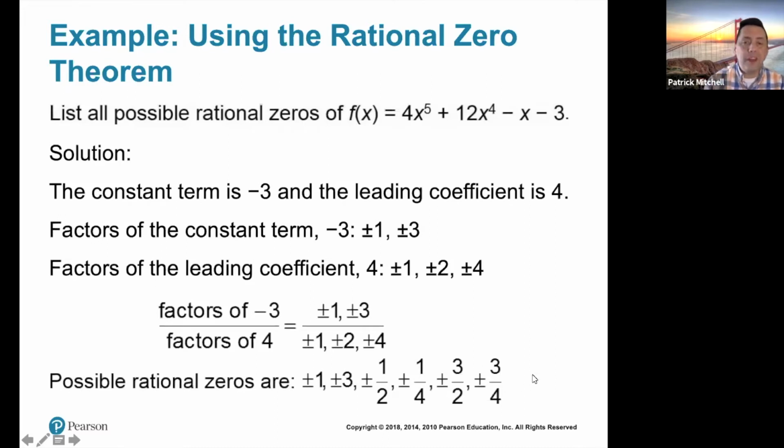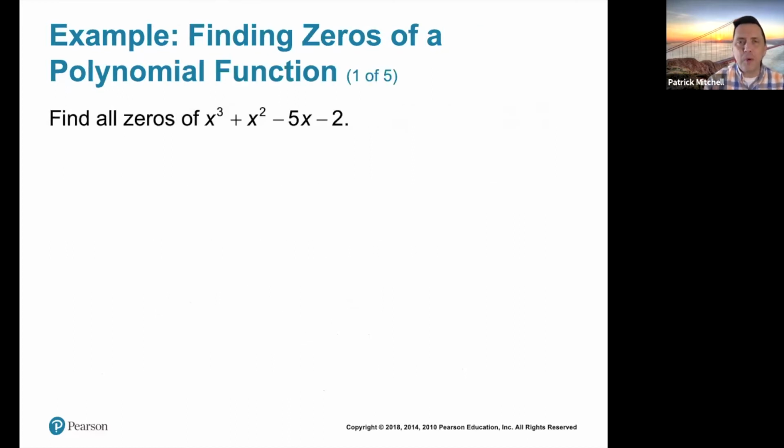So this polynomial has a total of 12 possible rational zeros. I believe we know from the last section that the maximum number of zeros it actually has is 5. So clearly not all of these are actual zeros, but these are all the possibilities, okay? So where we're going with this is that when we start looking for actual zeros, we will work from this list. All right, and that's what we're going to do right now.